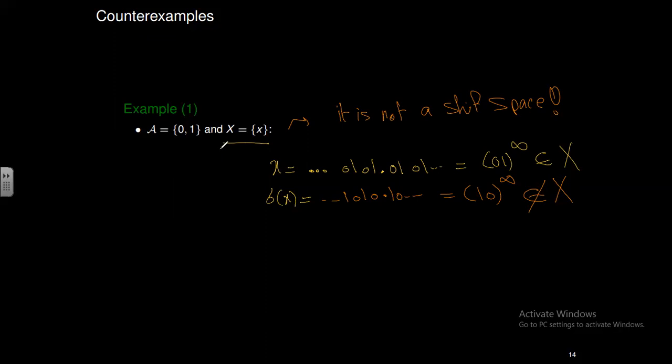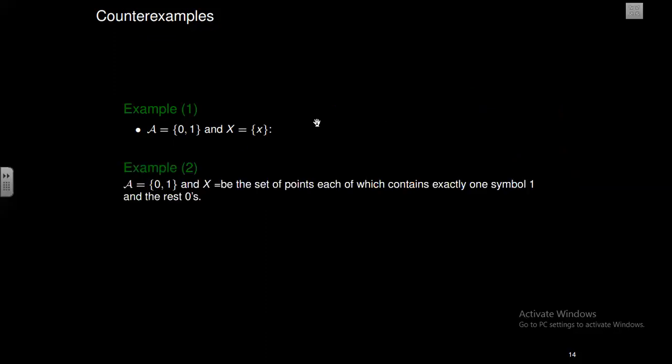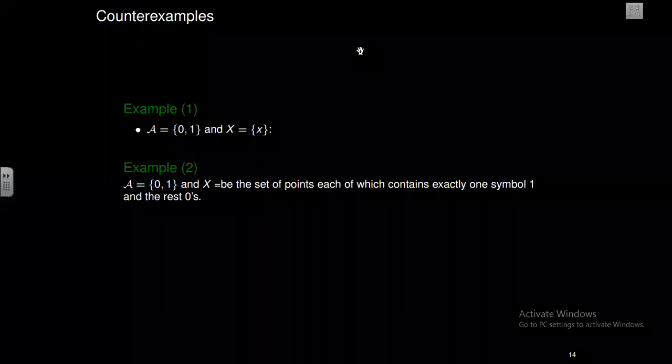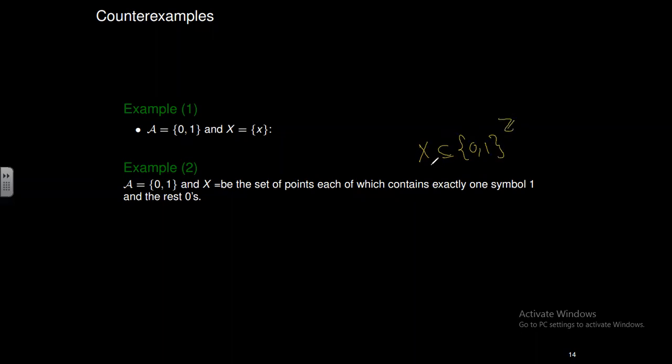Okay, so let's go to another example. Let's suppose A is again {0, 1}, and X is the set of points each of which contains exactly one symbol 1 and the rest are equal to 0. I mean X should be a subset of this full shift. So clearly X is shift invariant. It means sigma of X would be equal to X. That's it.